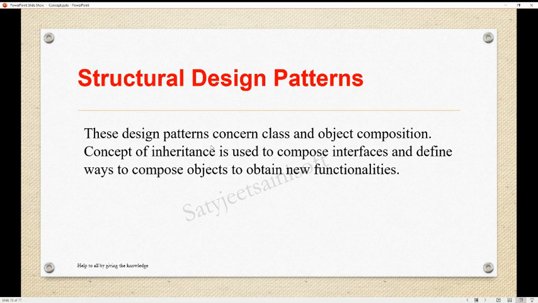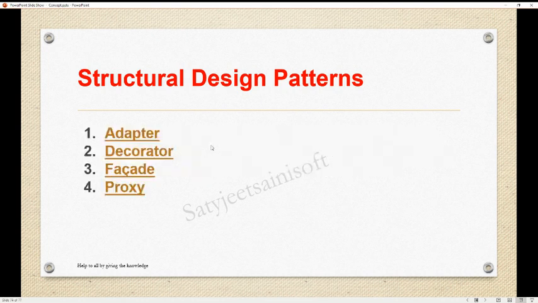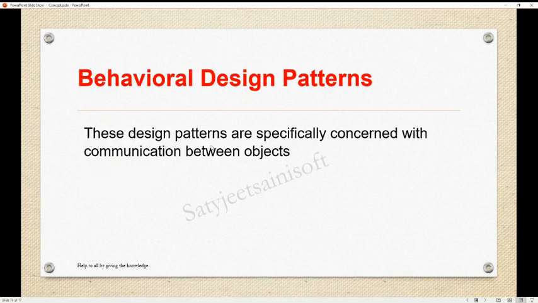Structural design pattern. This design pattern is concerned with class and object composition. The concept of inheritance is used to compose interfaces and define ways to compose objects to obtain new functionality. Now coming on to the types, these have the adapter, decorator, facade, proxy. I believe proxy and facade will be used by many developers in their daily life also.